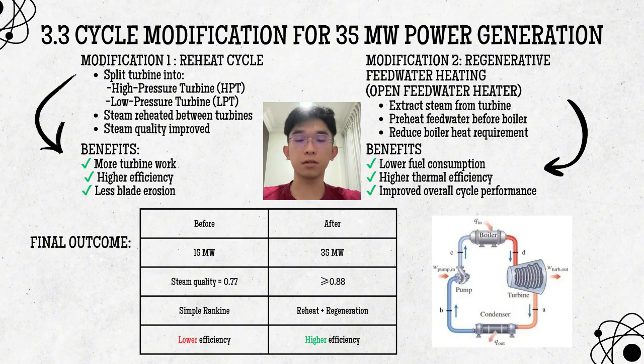Instead of using a single turbine, the turbine is divided into a high pressure turbine and a low pressure turbine. After expanding through the high pressure turbine, the steam is sent back to the boiler for reheating before entering the low pressure turbine. This increases the turbine work, improves thermal efficiency, and most importantly, reduces moisture formation, which minimizes turbine blade erosion.